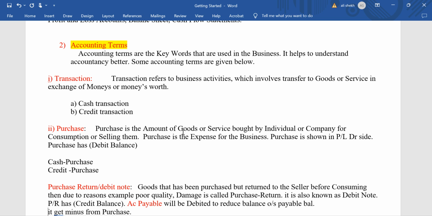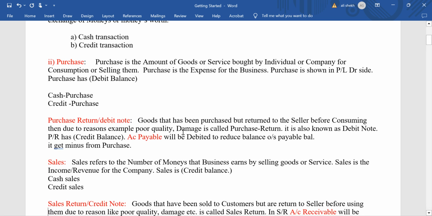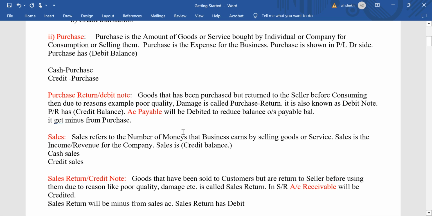Next, what is purchase return? Purchase return is also known as debit note. Goods that have been purchased but returned to the seller before consuming, due to some reason, for example poor quality or damage, is called purchase return. Purchase return has a credit balance.